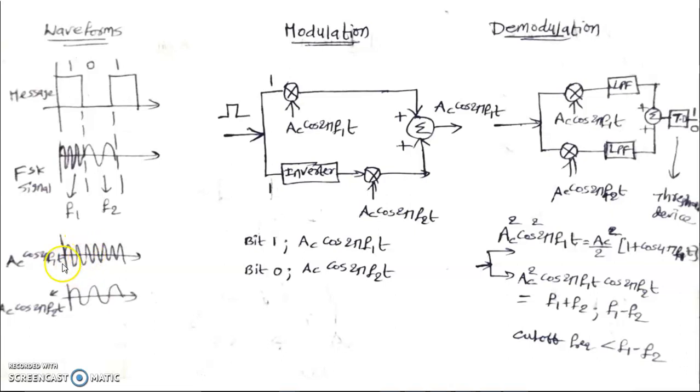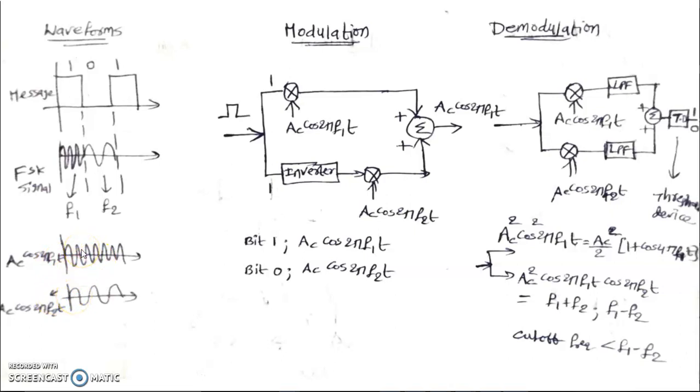So AC cos 2 pi F1t, this is F1 frequency. This is AC cos 2 pi F2t, this is F2 frequency. Why am I using two carriers here? With F1 frequency and F2 frequency, for 1 I am transmitting with one carrier frequency, and for 0 I am transmitting with another carrier frequency. So that's why we are taking two carrier signals for this FSK modulation.